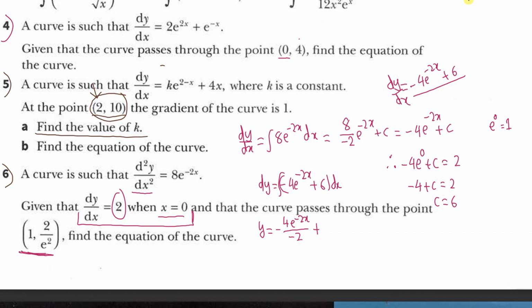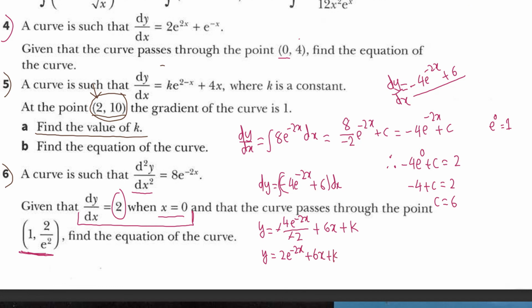Then the next is 6, so we can write 6x plus another constant. We can replace this constant by k, rather than writing c again in the same equation, it is better to use another constant. You also can write c1, c2 like that to make it different. If you write c, there is no problem. So in that expression, you can cut out 4 to 2, so it is 2e to the power minus 2x, then the other part is plus 6x plus k.